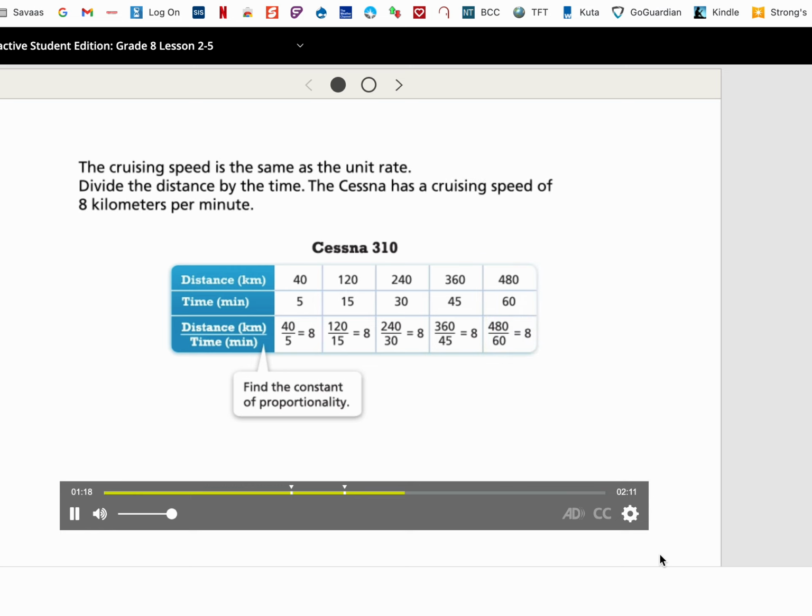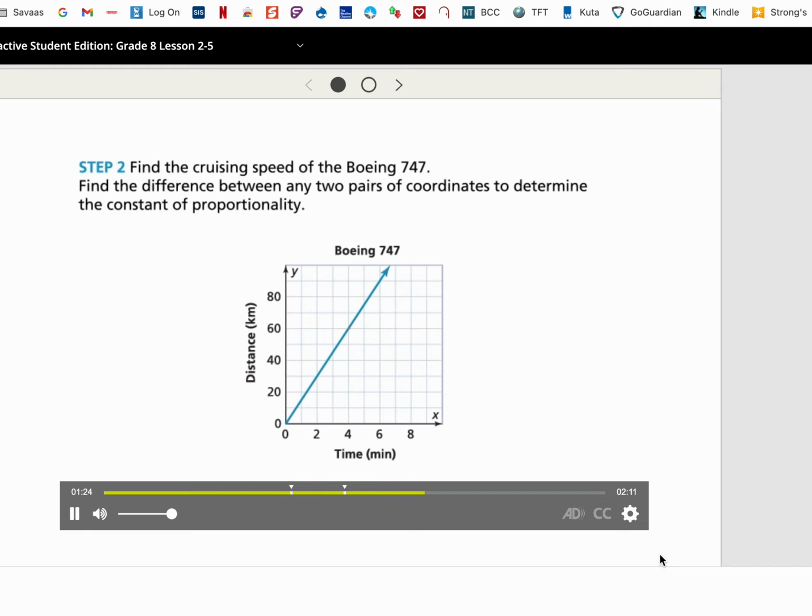So the Cessna's cruising speed is 8 kilometers per minute. Now, we need the cruising speed of the Boeing 747. To determine the constant of proportionality, Mira can find the difference between any two pairs of coordinates.